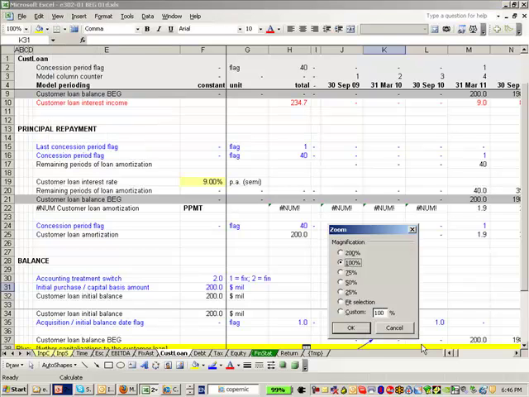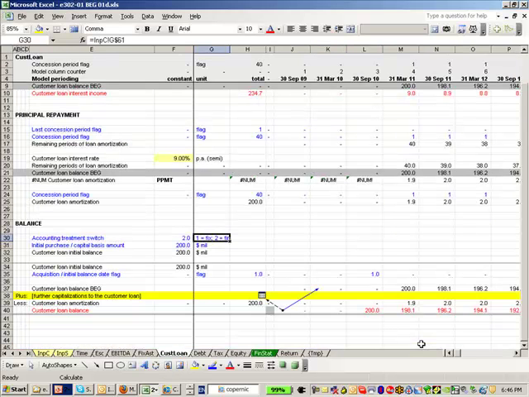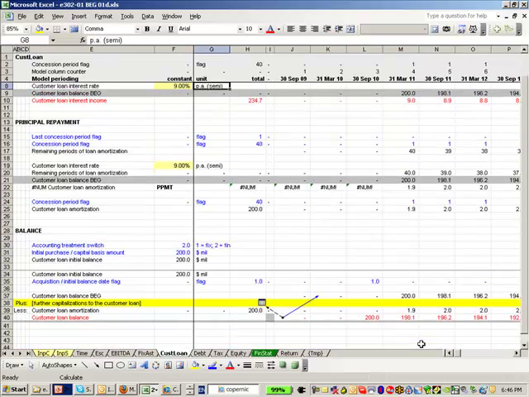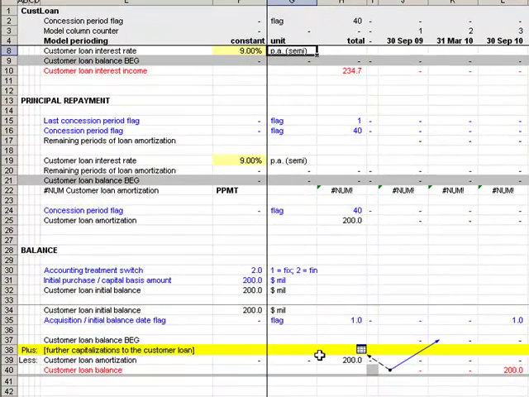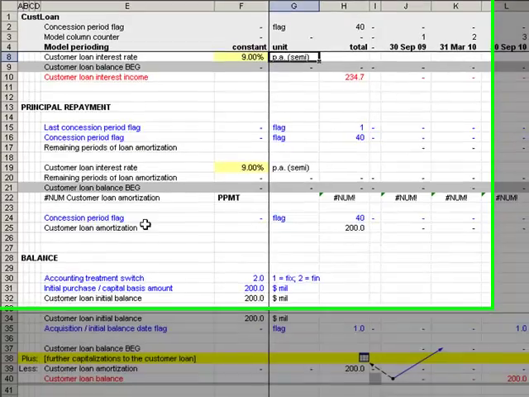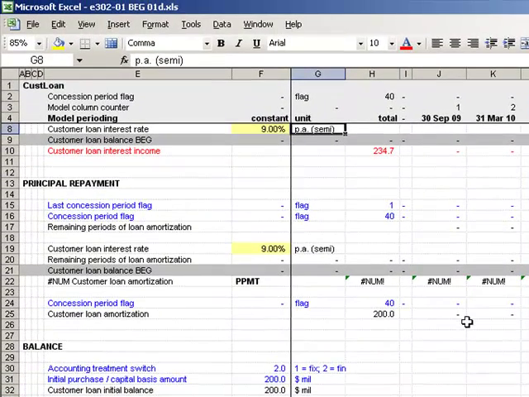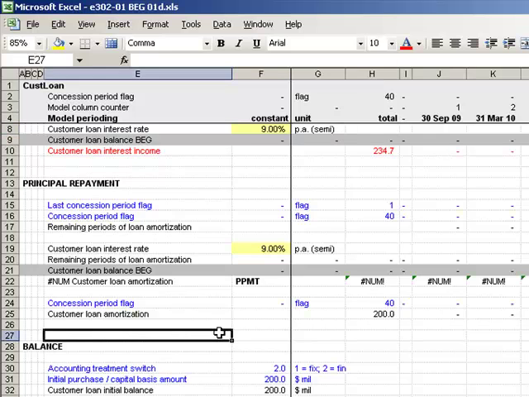I'm always reluctant to go to 75% because of certain characters that don't show up. We can see the two red lines. We've got our interest income and we've got our loan balance on the financial statements. Customer loan amortization itself does not present itself in the financial statements. It's not income. But what we need to ensure is that we are not including it as income either.